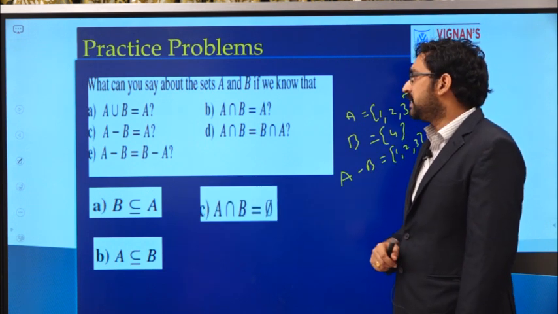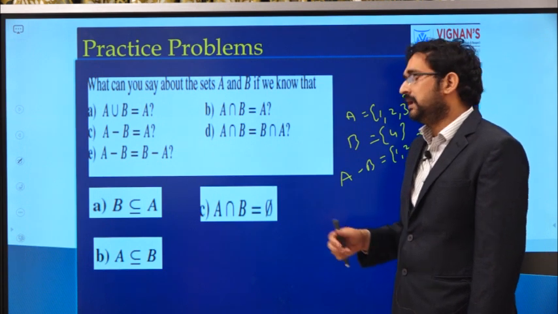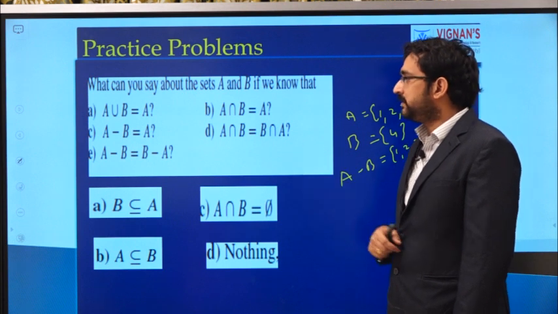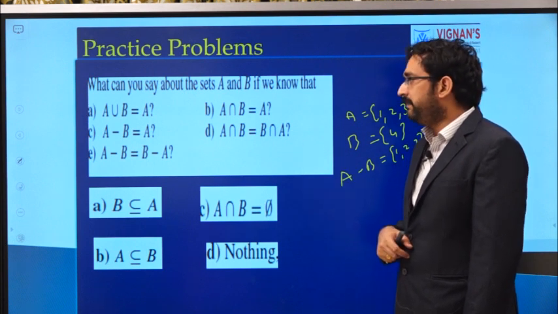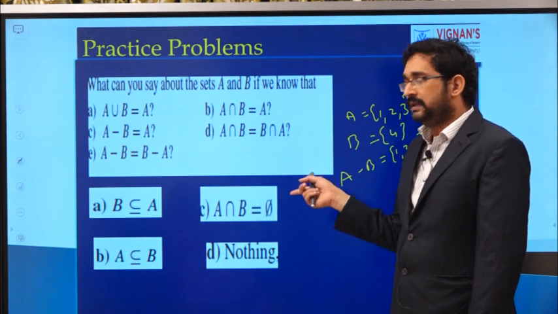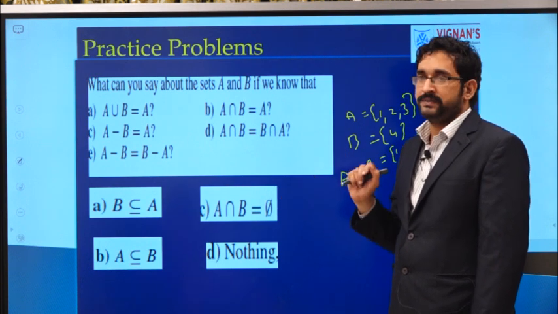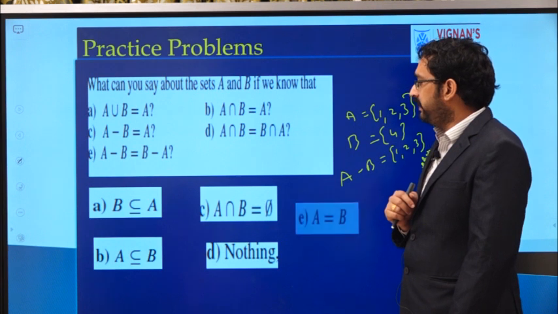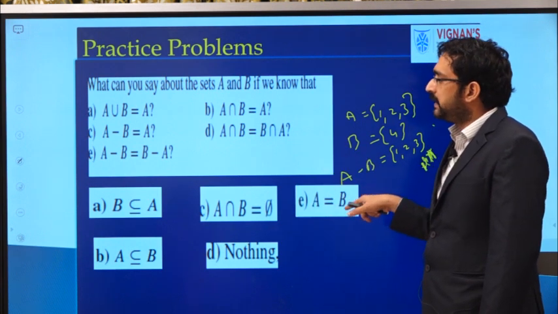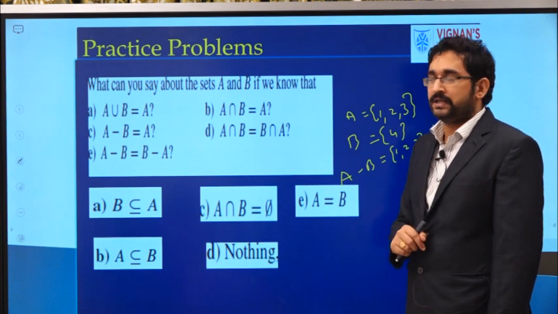Next one, A intersection B equals B intersection A. So it is a common rule. From this we can't conclude anything. See the last one, A minus B equals B minus A. When is it possible? When both A and B are equal, then only it will be possible. So if A minus B equals B minus A, we can conclude that A equals B. In that case only this condition will be satisfied.